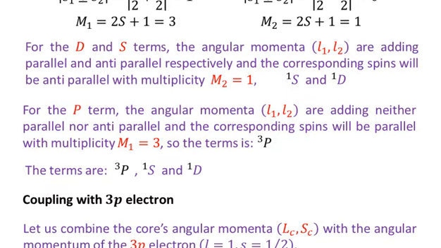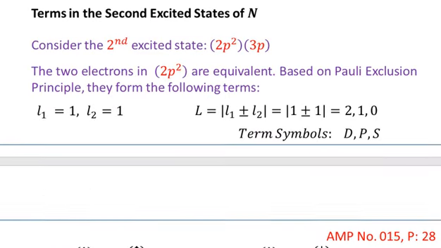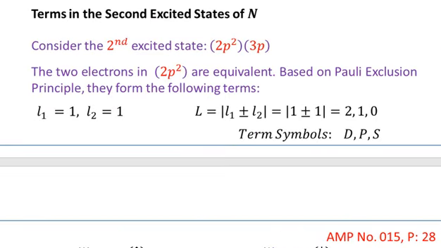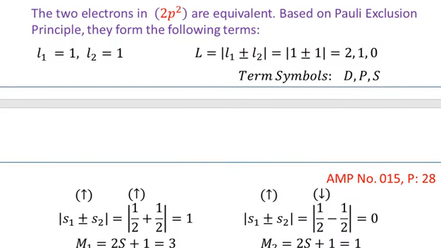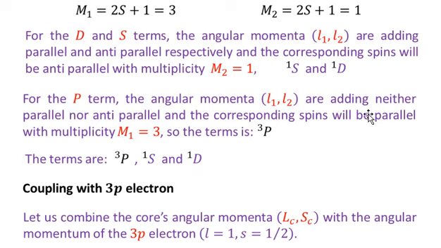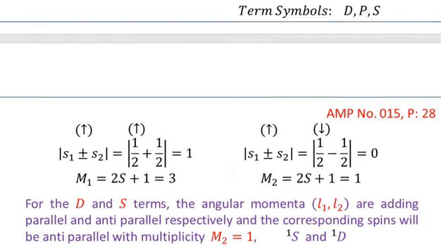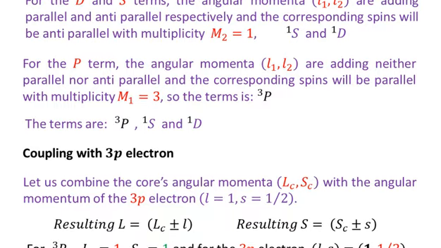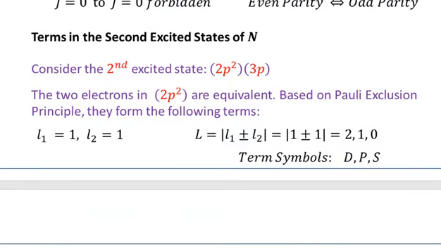And you know that when we discussed these terms, we have the terms D, P, and S, and now I can use the multiplicities with them. So after obtaining the multiplicities, I have written these notations as 3P, 1S, and 1D. So these are the terms that I have obtained through the electrons in the inner core, which belongs to 2p2.